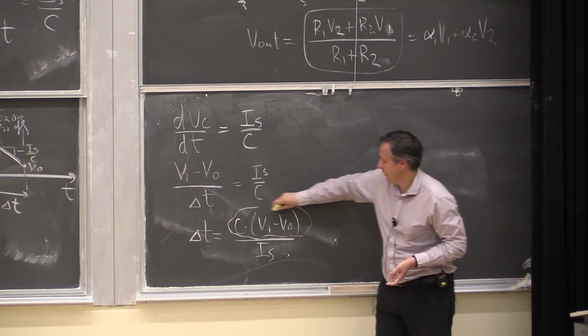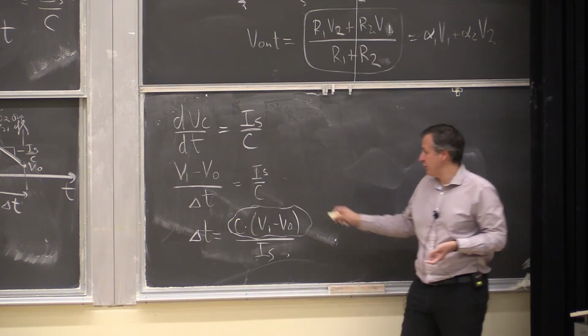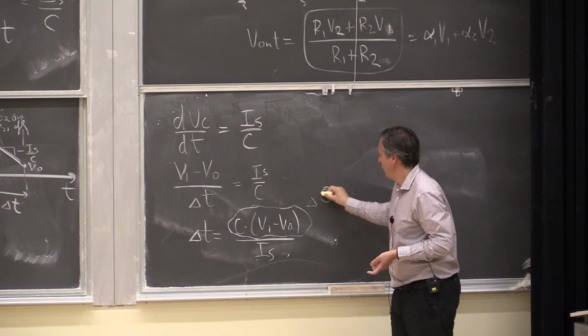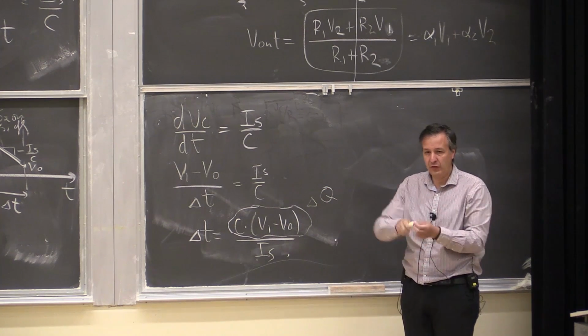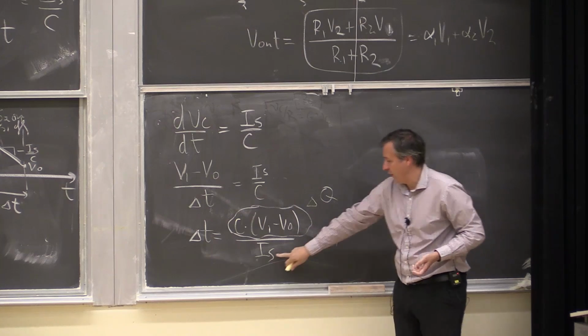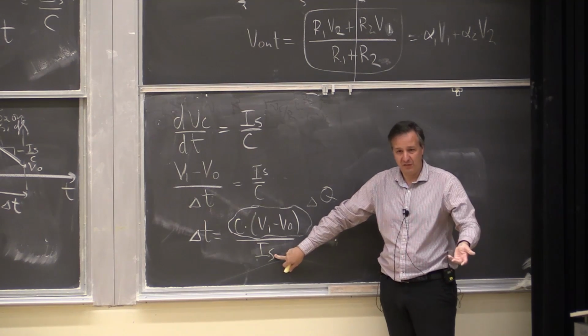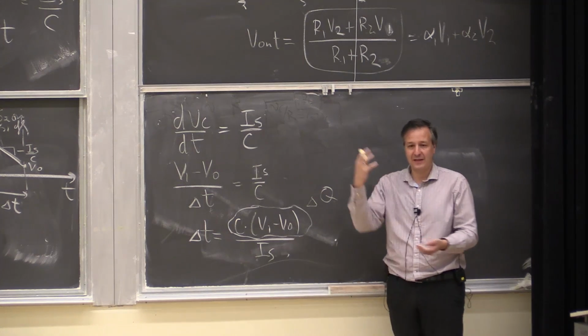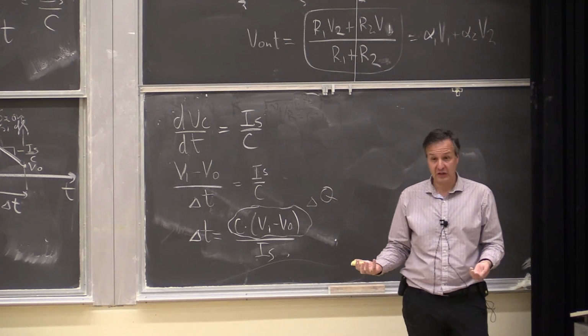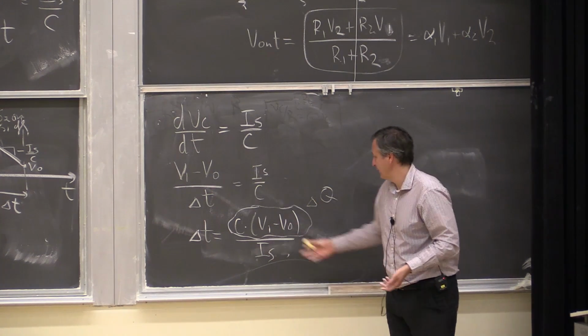What is this quantity over here? Change in charge, right? This is how much charge got dumped onto that capacitor during that rise. And it got dumped at a steady rate of IS. And we know that current is basically change in charge over change in time. So that all makes sense.